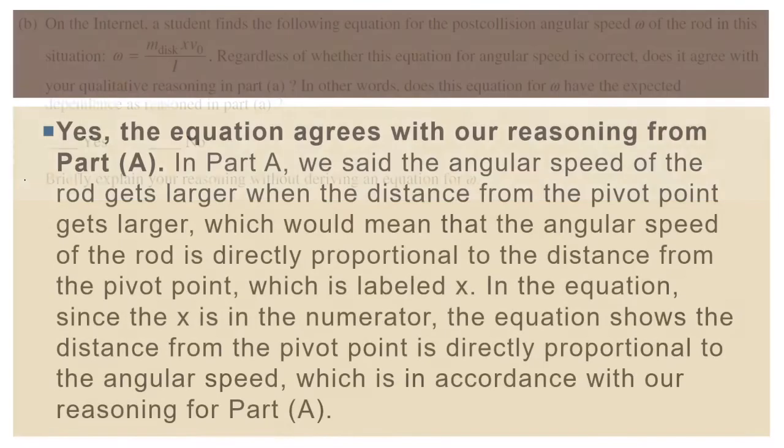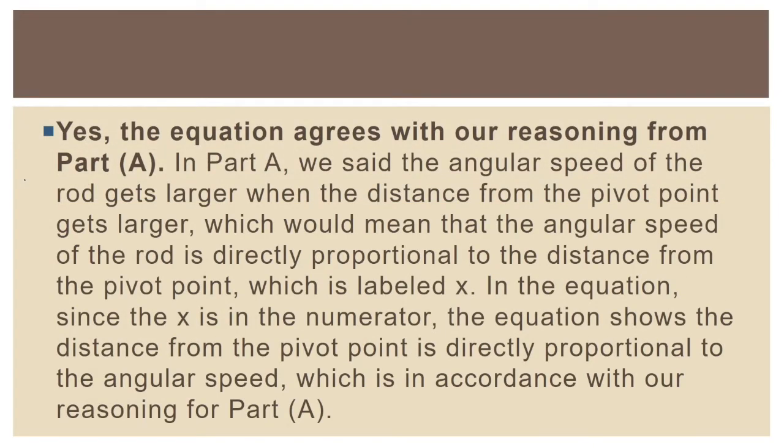And so here, for our explanation, I just wrote, yes, this agrees with our reasoning from part A. In part A, we said the angular speed of the rod gets larger when the distance from the pivot point gets larger, which would mean that the angular speed of the rod is directly proportional to the distance from the pivot point, which is labeled x. In the equation, since x is in the numerator, the equation shows the distance from the pivot point is directly proportional to the angular speed, which is in accordance with our reasoning from part A.